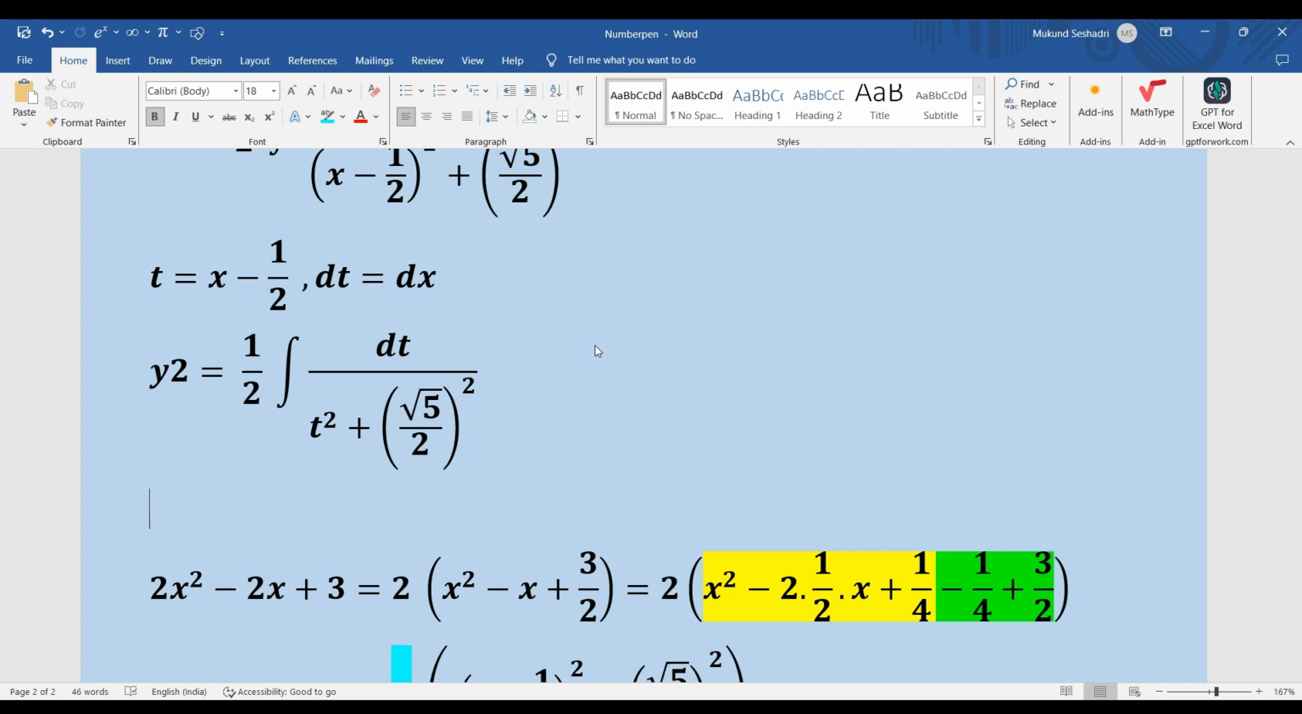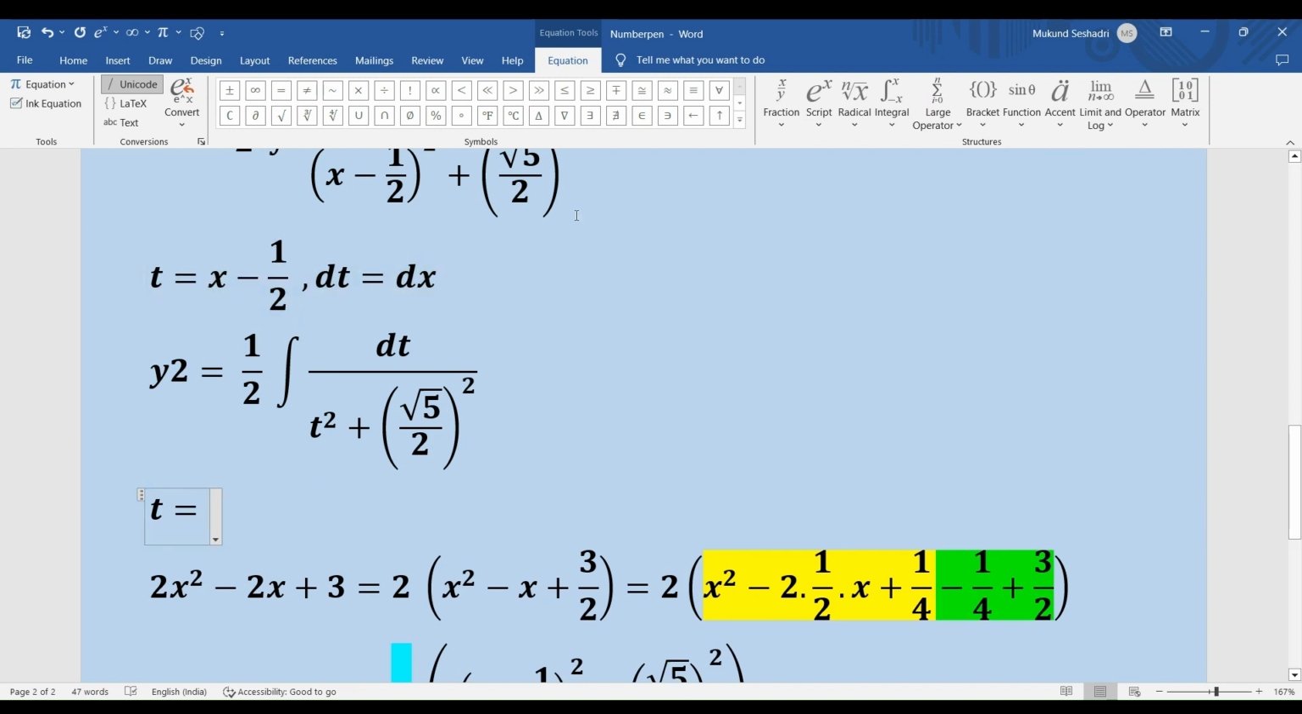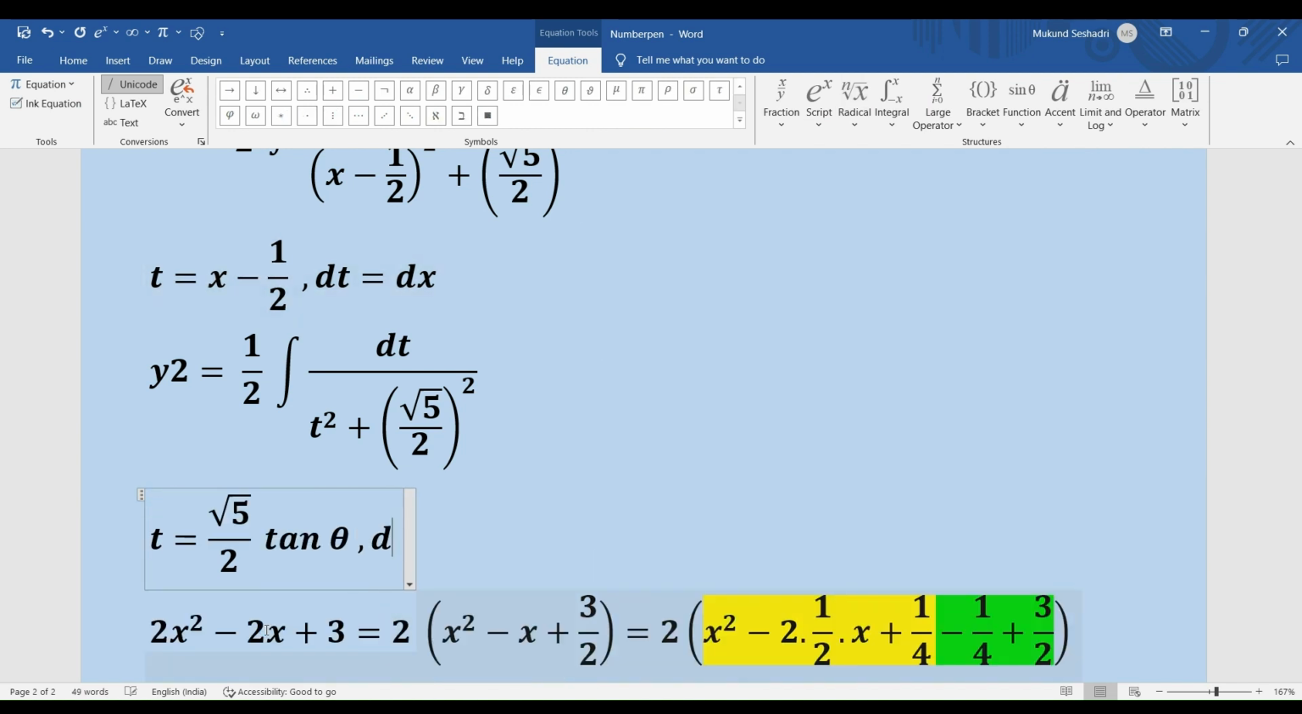So what I'm going to do here is I'm going to connect it with one of the basic trigonometric identities that I know, right? And I know that sine square theta plus cos square theta equals 1, and secant square theta minus tan square theta equals 1, right? And I think a better substitution that would work here is t equals root 5 by 2 tan theta. My dt becomes equal to root 5 by 2 secant square theta d theta, something that I expect all of you to know from the lessons of differential calculus and first principles, right?